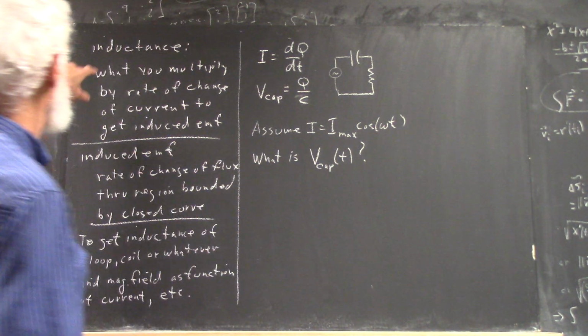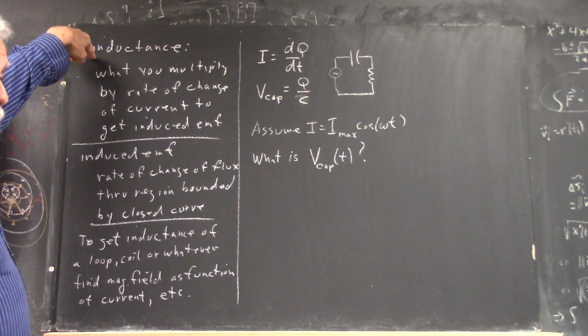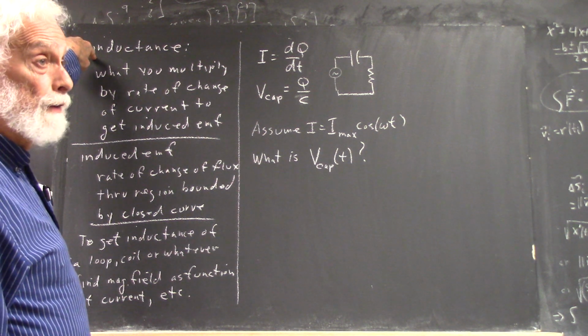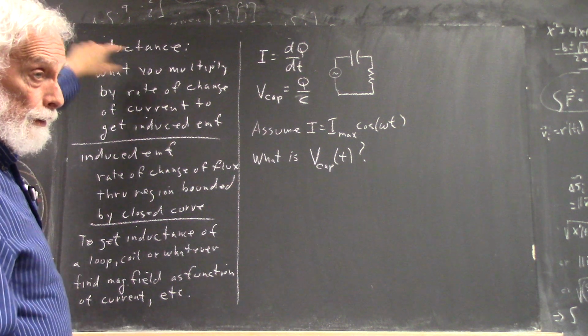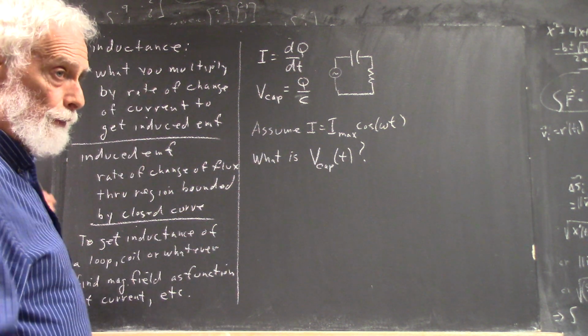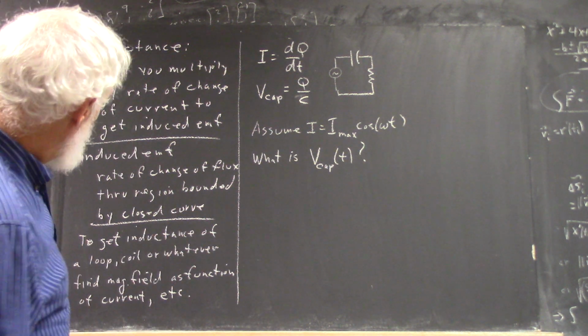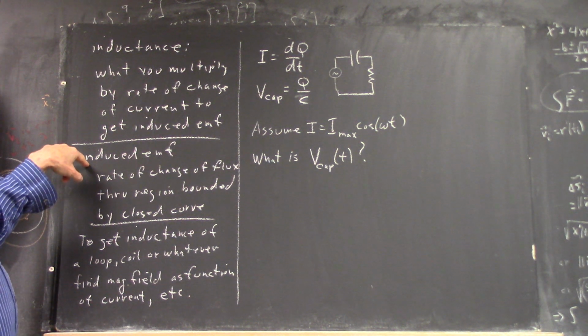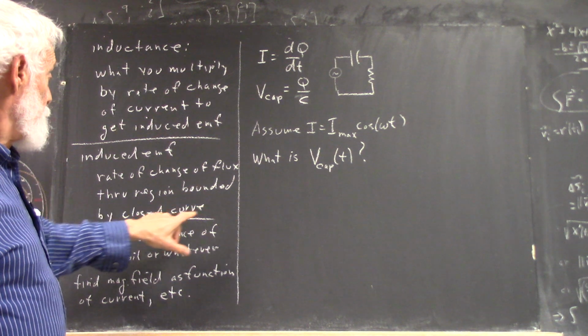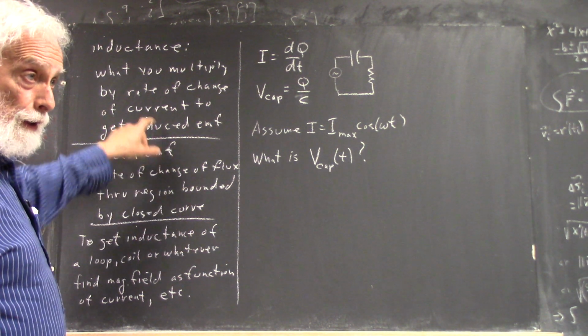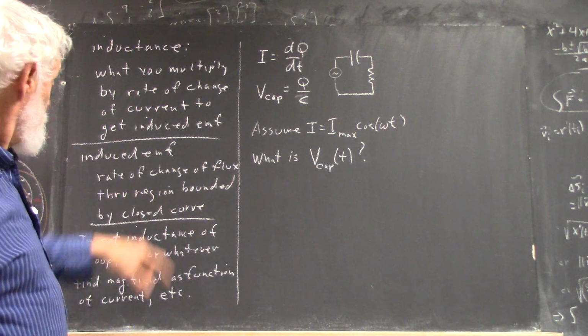Okay, first of all, inductance is that thing you multiply by the rate of change of current to get the induced EMF. And Lenz's law tells you things and so forth that I think you understand, I hope. What's induced EMF? It's the rate of change of flux through the region bounded by a closed curve, and that would be the EMF around the curve.